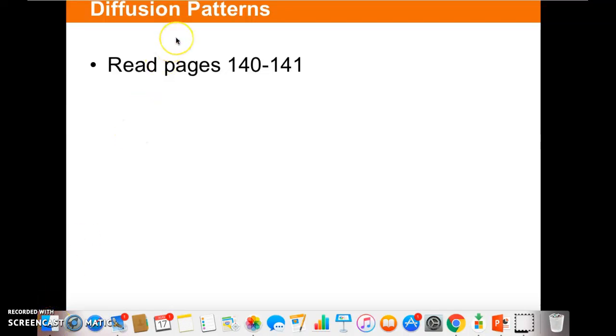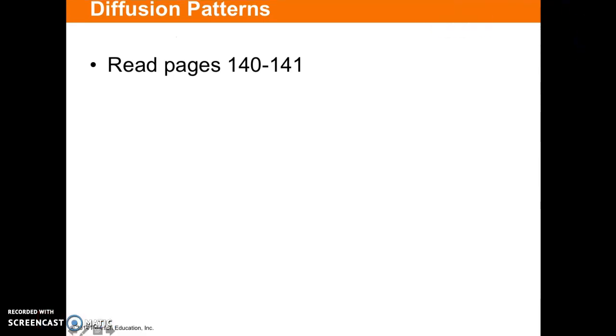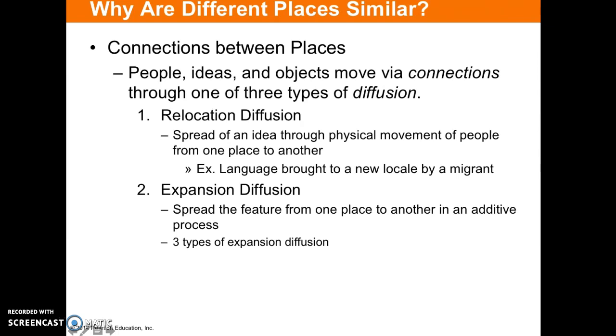Tonight you're reading from your review book, pages 140 to 141, and it's going to go over diffusion patterns. So when we're talking about diffusion patterns, we're still looking at patterns that we would see across the landscape. So how do people move different cultural processes?